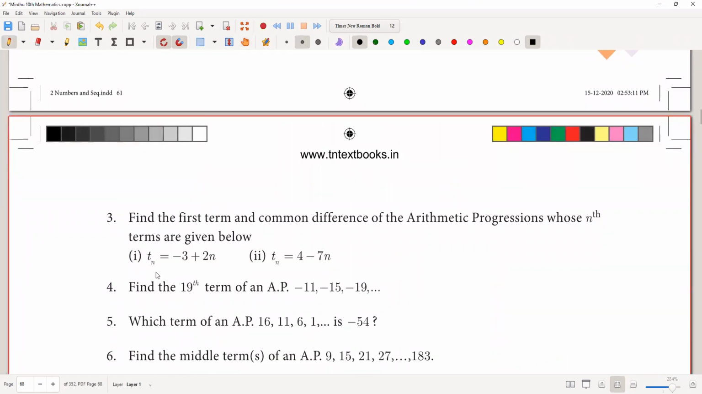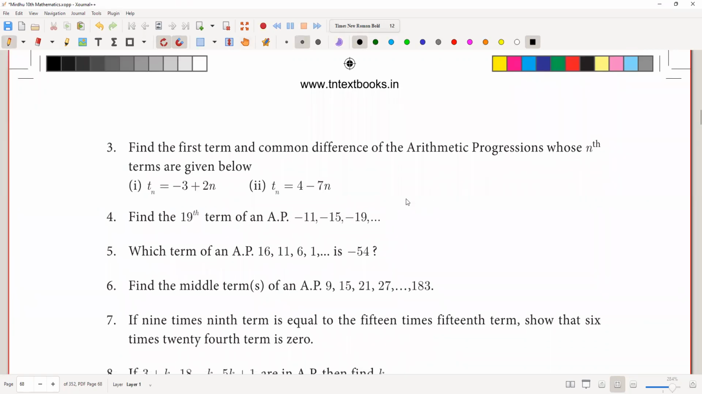Find the first term, T1 equal to minus 3 plus 2, minus 1, and also the common difference. To find the common difference, subtract T2 minus T1. You will be getting the common difference. Find the 19th term. A is given, D is minus 15 plus 11, that is minus 4. T19 equal to A plus 18D.